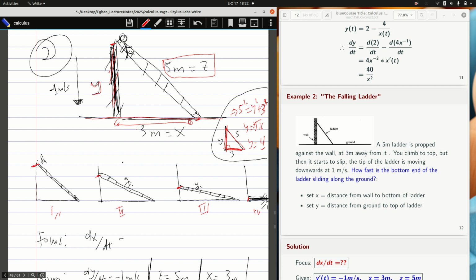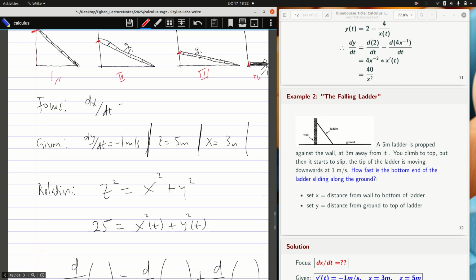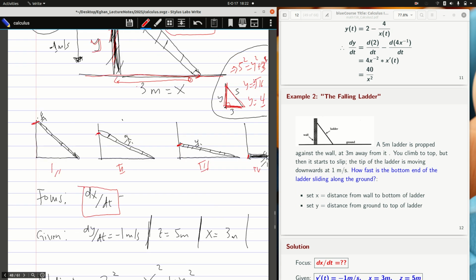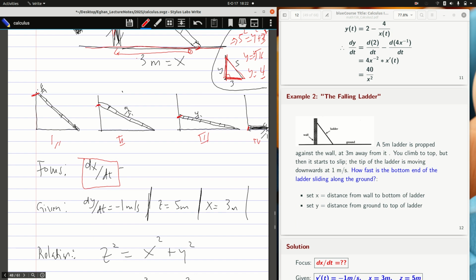Okay, so you can't have negative centimeters. We've found y. But what is the focus here? The focus is to find the change in x with respect to t. Why not change in y? Why change in x? Because we are looking at how fast the bottom end of the ladder is sliding from the ground, and that is the x part.